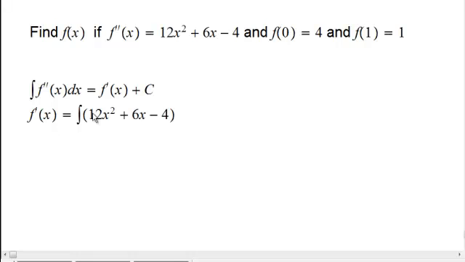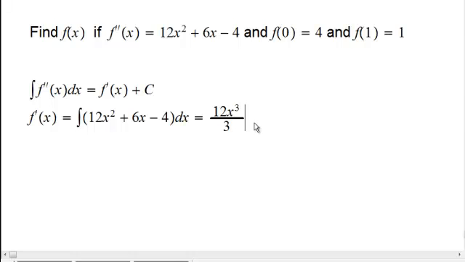Right. Now, since we have gotten a little pro at this, what is the antiderivative of 12x squared? That will be 12x cubed over 3. Did I do it right? Yep. Okay, good. Then we have 6x squared over 2, then minus 4. What do I write? Plus C, right?